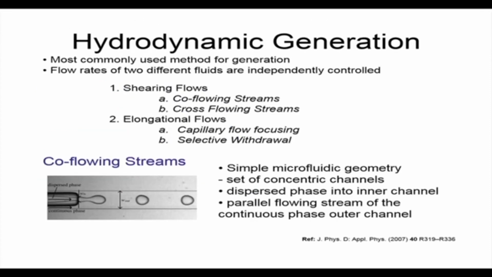There are other methods, and I have just summarized the other methods of generating bubbles. The most commonly used method is hydrodynamic generation. Basically you can have shearing flows, in which you have co-flowing streams, or cross flowing streams, given in the next slide. So I will come to that. In co-flowing streams, you see here that there is a dispersed phase and there is a continuous phase. Because of shear, when these phases interact, droplets are formed.